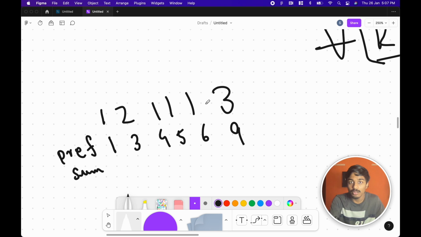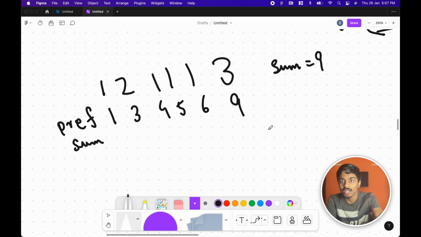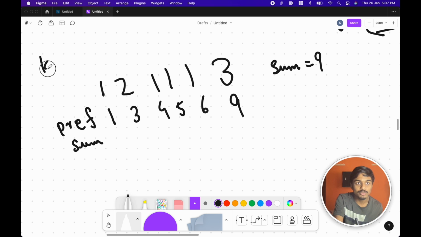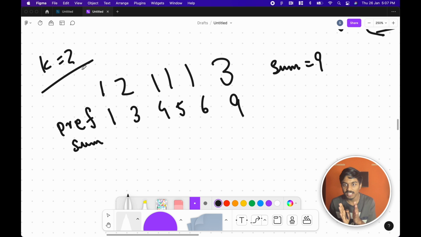Hope that's clear. Now the sum of all the elements is the prefix sum's last number, that is sum equal to 9. Now next task, we have already understood that k equal to 2. Now the next task is we need to know the ideal split. So we have to iterate through all the possible combinations.